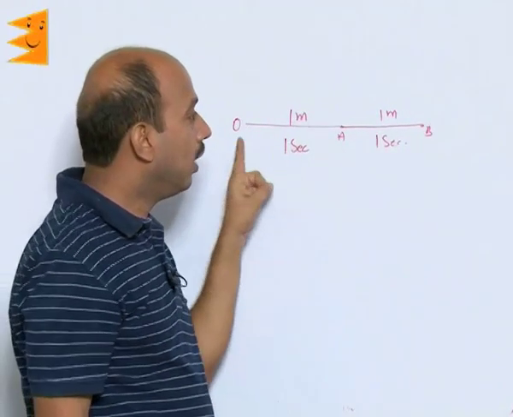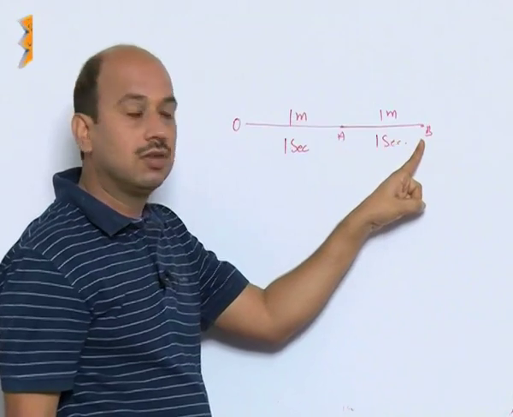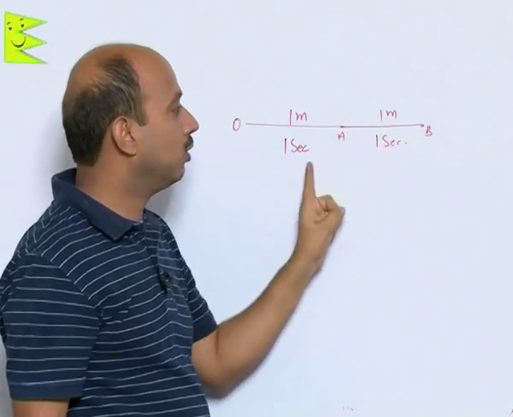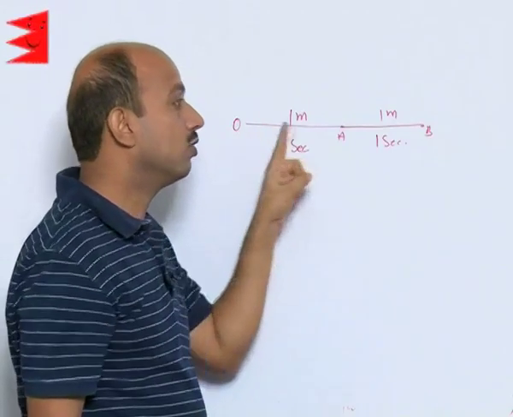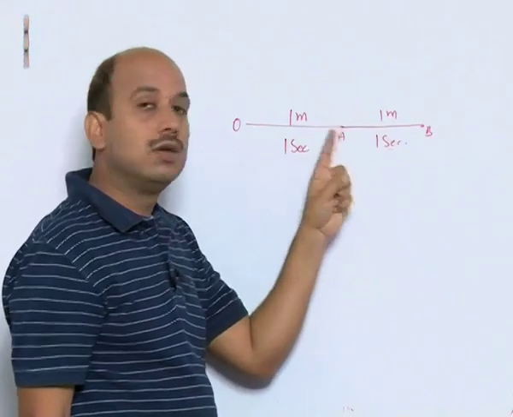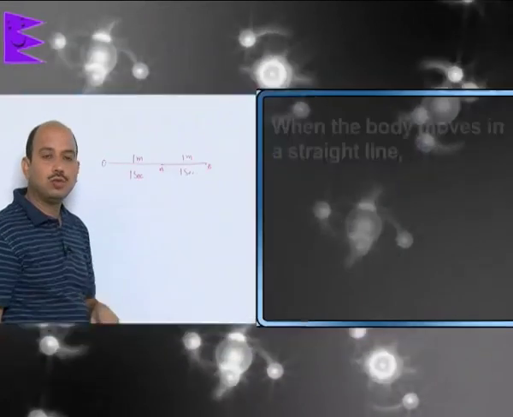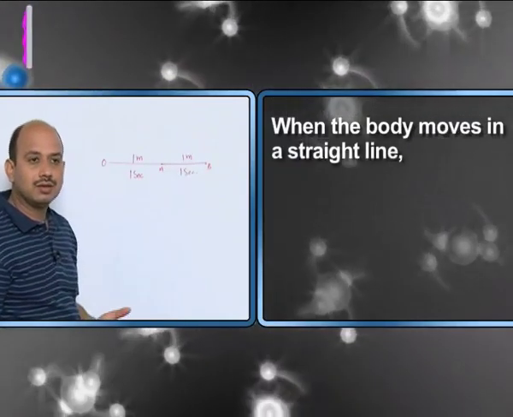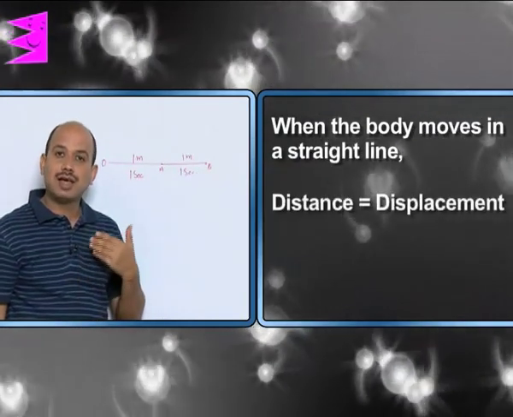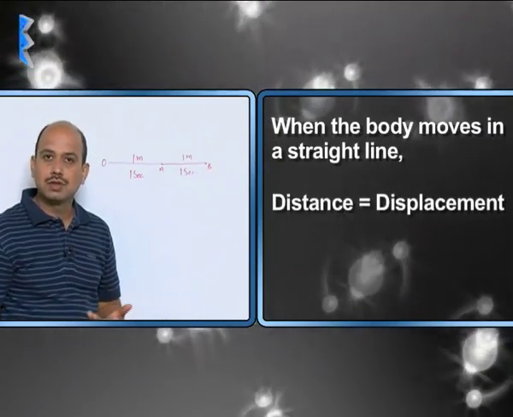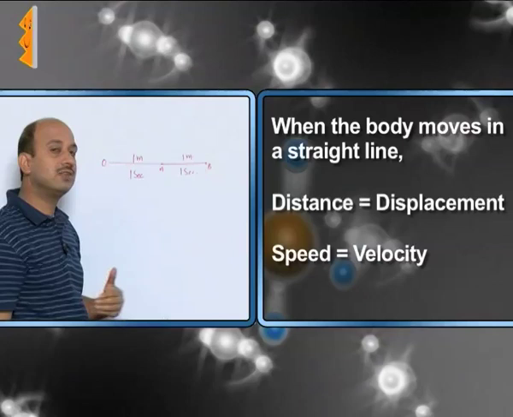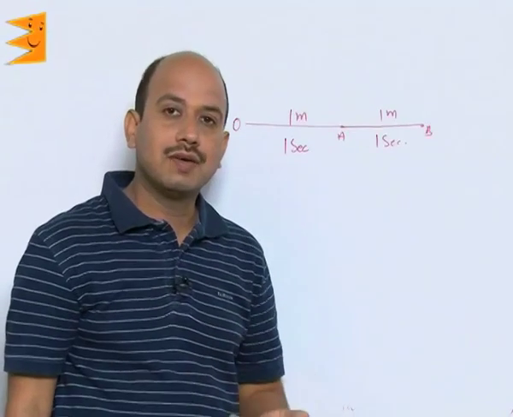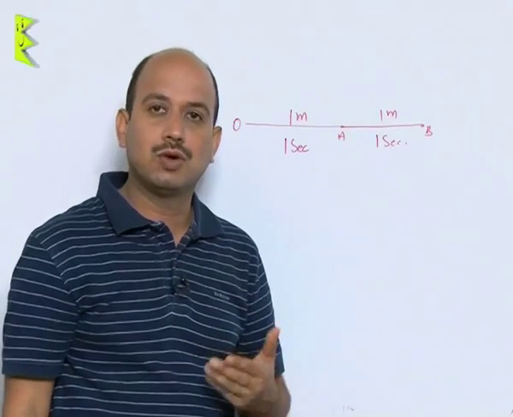Similarly, when you calculate speed, this is total distance, that is 2 meter upon 2 seconds, that is 1 meter per second. Similarly, velocity is also 1 meter per second. So, when the body moves in a straight line, then distance and displacement are equal. Similarly, speed and velocities are equal. So, for a straight line motion, we can refer to speed and velocity as the same terms.